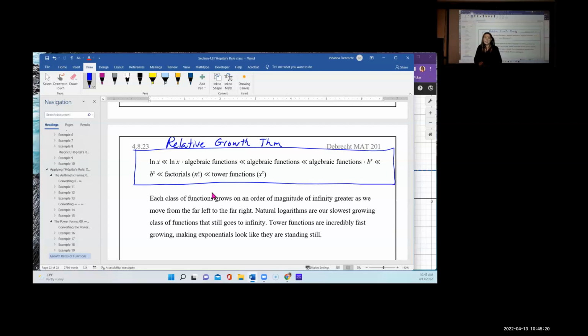Right? So this is the end of this section on L'Hopital's rule. And next time we'll be talking about antiderivatives.